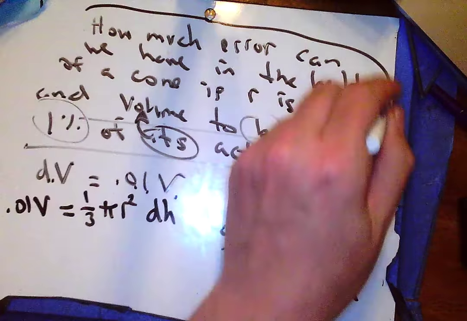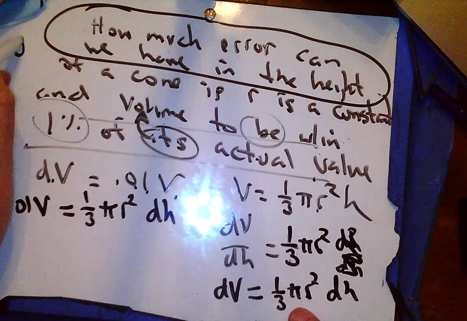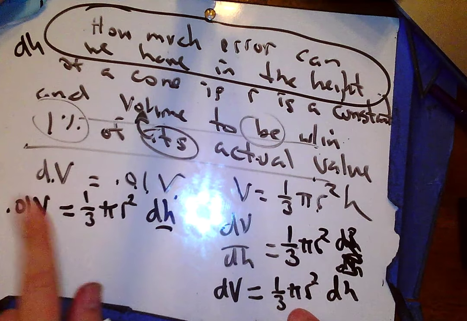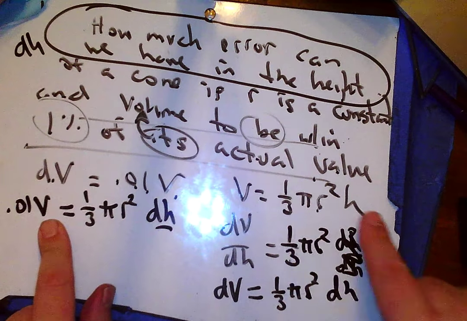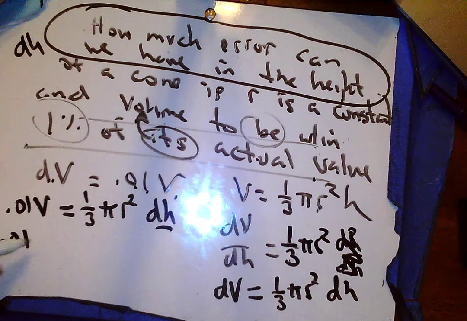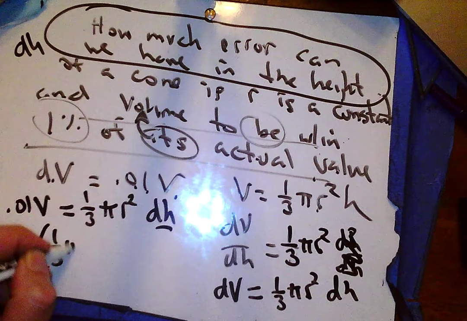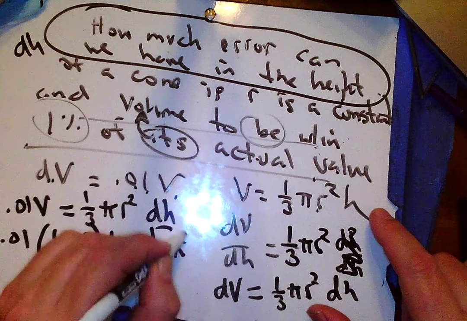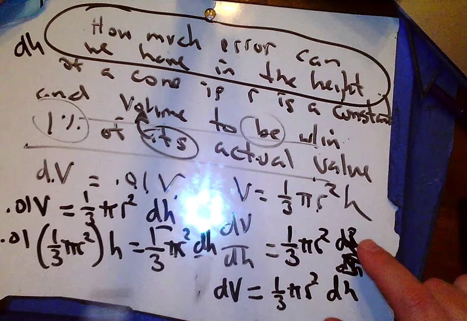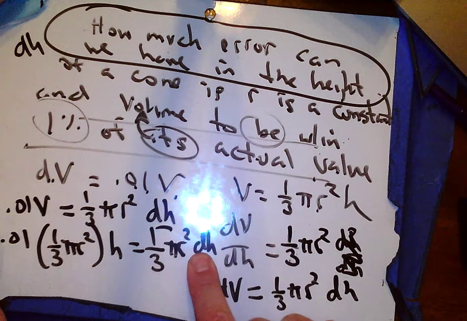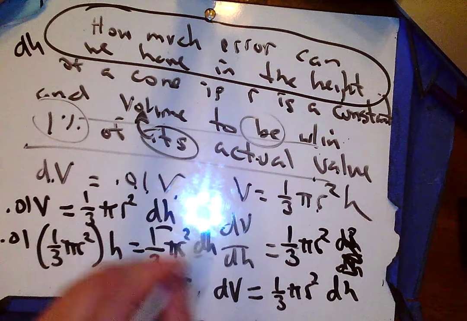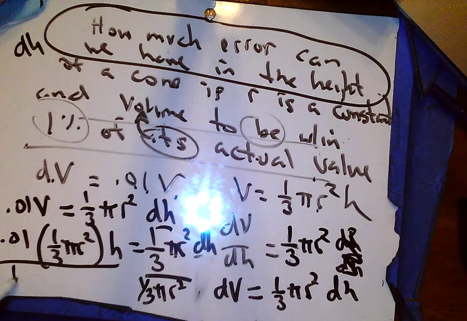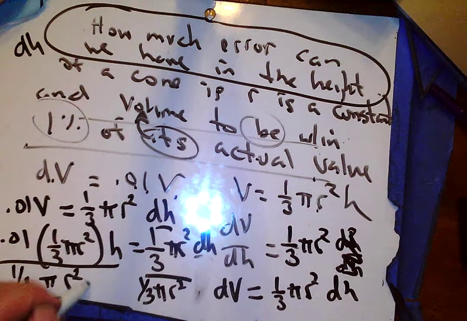And what do we want? We want to know how much error we can have in the height. Well, that's dh. I want to solve this equation for dh. So I know 0.01 times 1/3 pi r squared h equals 1/3 pi r squared dh. So I'm trying to get dh. Okay, let's divide by all the stuff that's not that: 1/3 pi r squared.